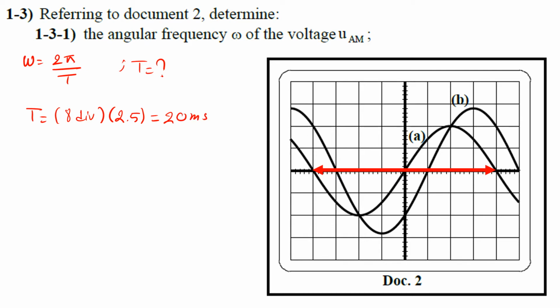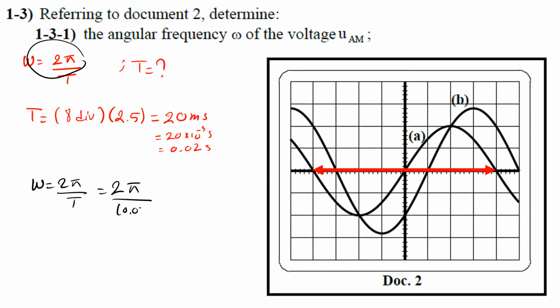If we convert to seconds, it will be 20 times 10 to the power of negative 3 seconds, or we can write it as 0.02 seconds. Now to find the angular frequency, we will use this formula. Omega equals 2 pi over T. So it is equal to 2 pi over 0.02, and this results in 100 pi. The unit is radians per second.